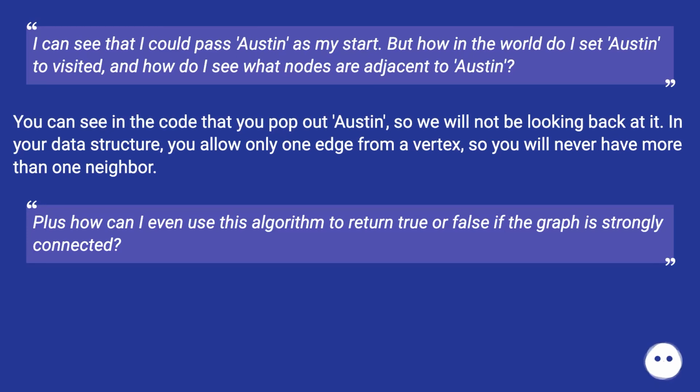You can see in the code that you pop out Austin, so we will not be looking back at it. In your data structure, you allow only one edge from a vertex, so you will never have more than one neighbor.